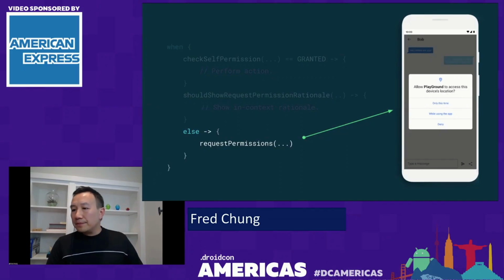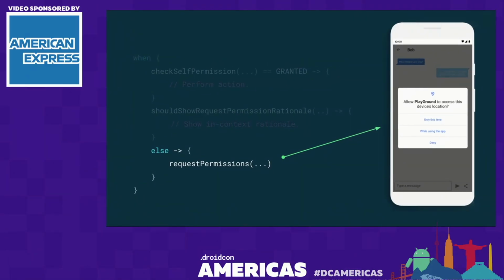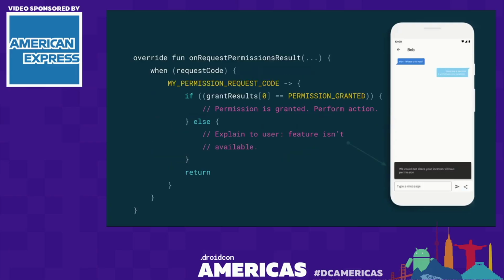Now, after checking if the app has access and optionally showing a UI explanation, you can go ahead and request the location permission. This prompts the system to show a UI with these three options. Now, let's say the user decides to deny the permission for this particular request. So what happens?